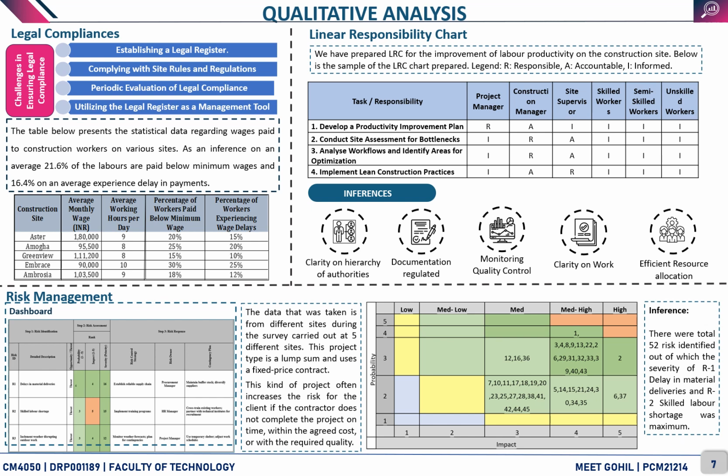The main inference of this risk management matrix is that there are a total of 52 risks identified during the study, and the highest severity was found for two risks, that is risk ID R1, delays in material deliveries, and the second, risk ID R2, skilled labor shortage, which was found to be maximum. And parallelly, we have given the contingency plan or mitigating strategies to the risks in order to nullify the effect on the overall project and construction labor productivity.